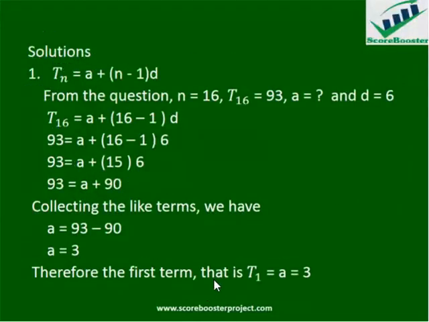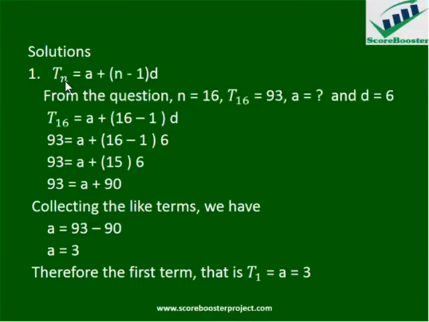The first example says the 16th term of an AP is 93. That is, T16 is 93. The value of the 16th term of an arithmetic progression is 93, and the common difference is given as 6. So we are asked to find the first term A and the 28th term.